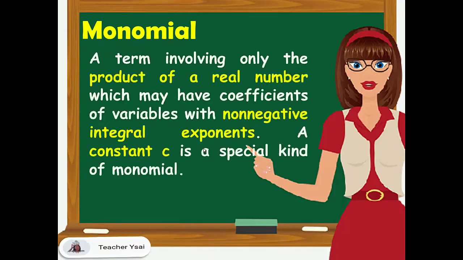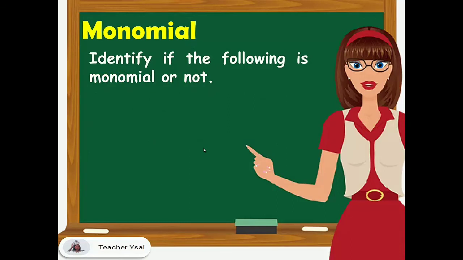Monomial. It is a term involving only the product of a real number, which may have coefficients of variables with non-negative integral exponents. A constant c is a special kind of monomial. Identify if the following is monomial or not. 6. Is it a monomial or not?